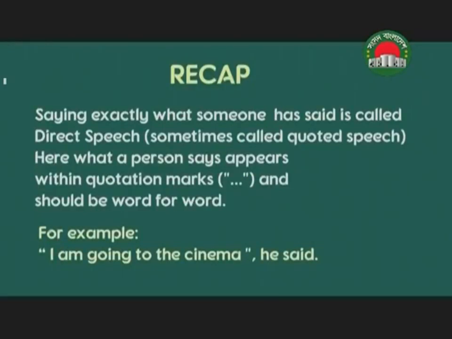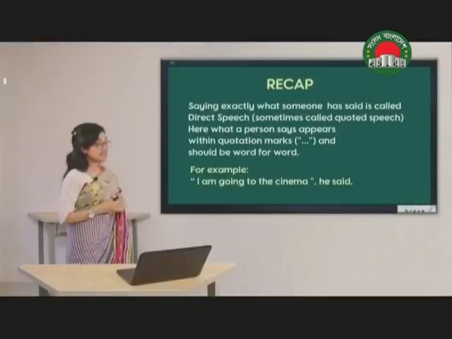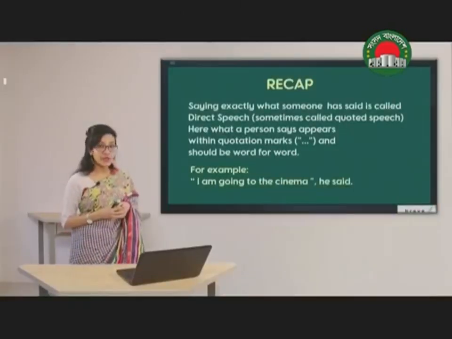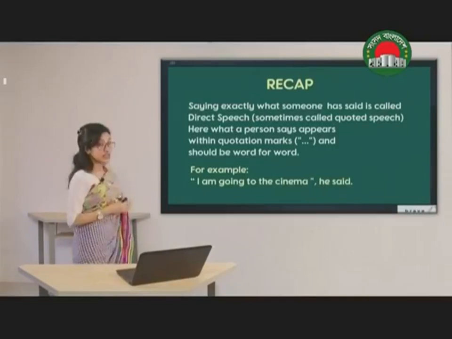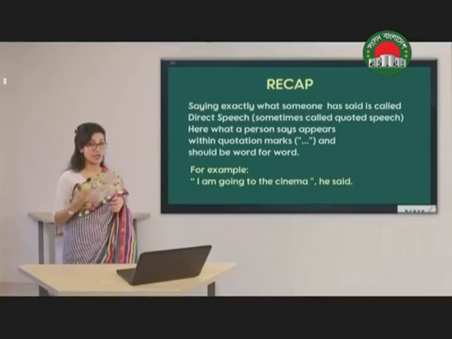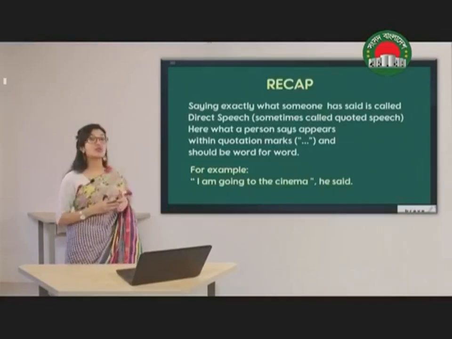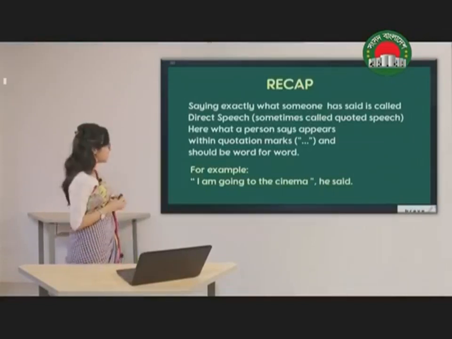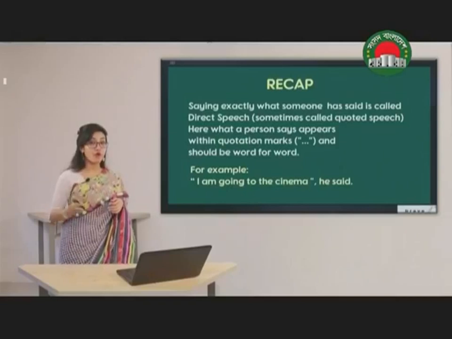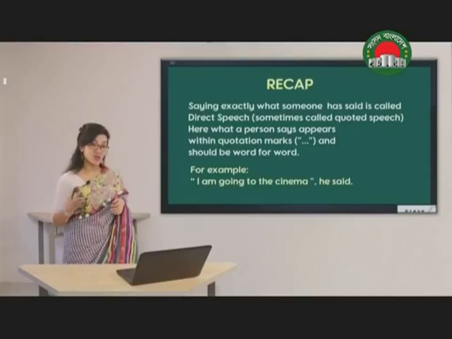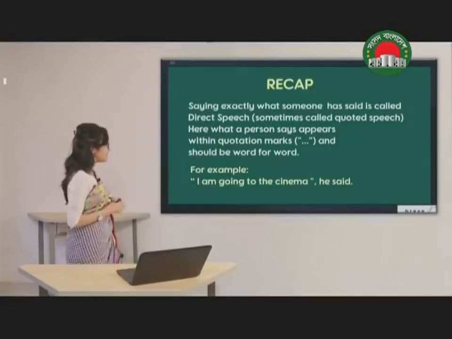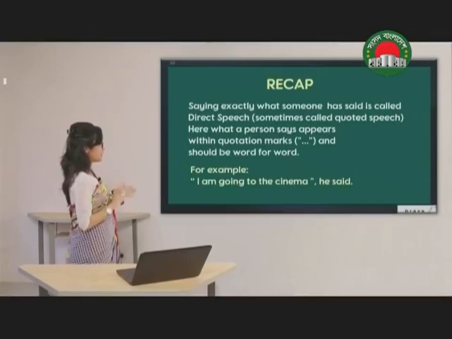So what have we learned in today's class so far? We have learned that saying exactly what someone has said is called direct speech. Sometimes it's also known as quoted speech. Here, what a person says appears within the quotation marks and should be word for word. That means the exact words. For example, "I am going to the cinema."